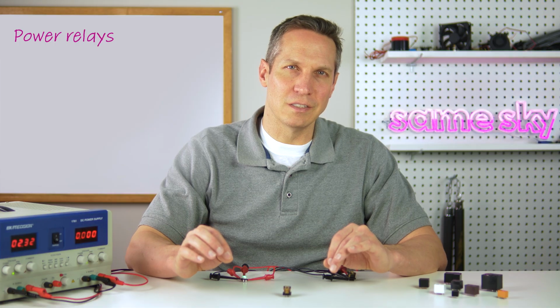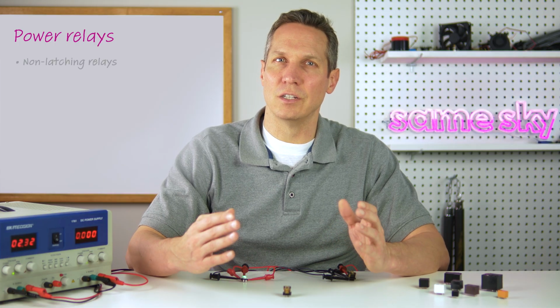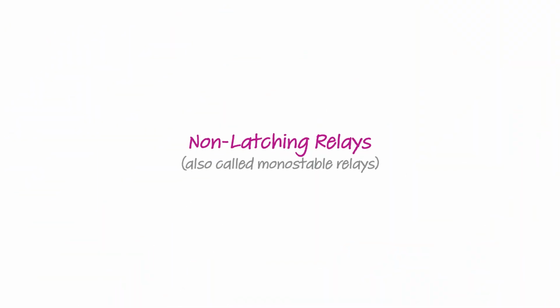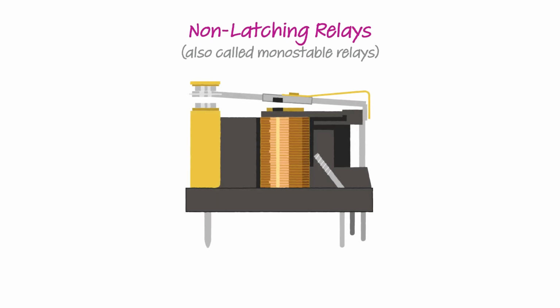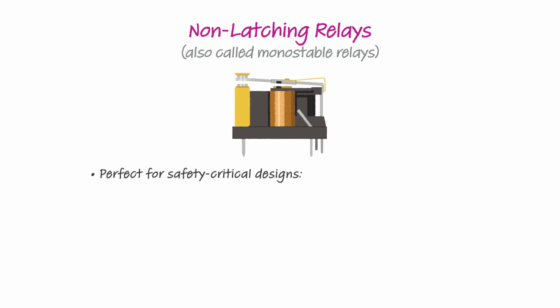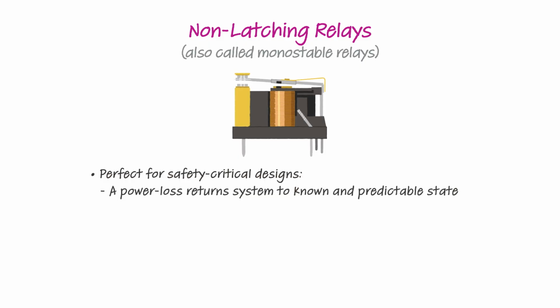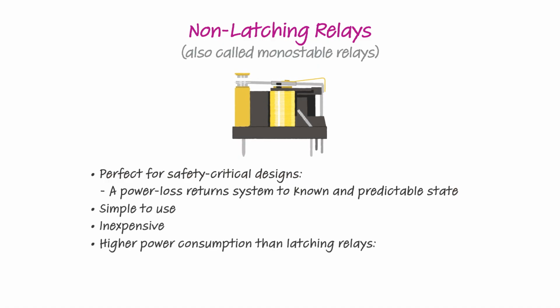So within power relays, an important distinction is whether the relay is non-latching or latching. A non-latching relay is also called a monostable relay, meaning it has only one stable resting state. The contacts change position when the coil is energized, but as soon as the coil is turned off, a spring pulls the armature back to its default position. This makes non-latching relays perfect for safety-critical designs because any loss of power returns the system to a known and predictable state. They're simple to use and inexpensive. And the main drawback is power consumption, as they require continuous current to stay actuated.